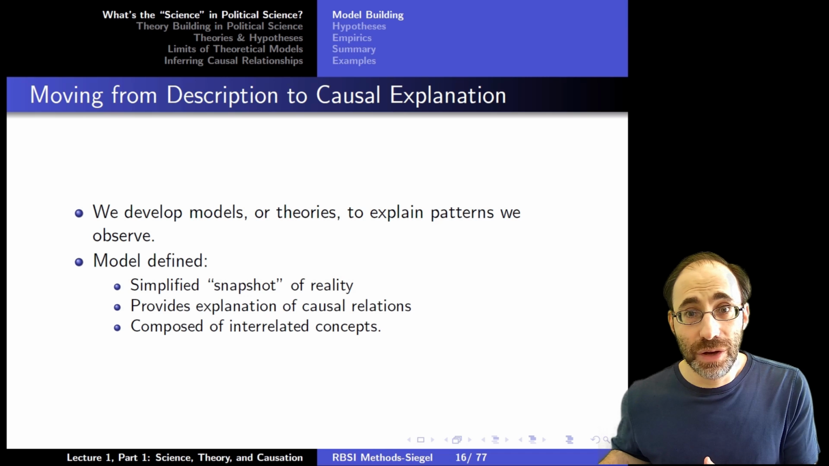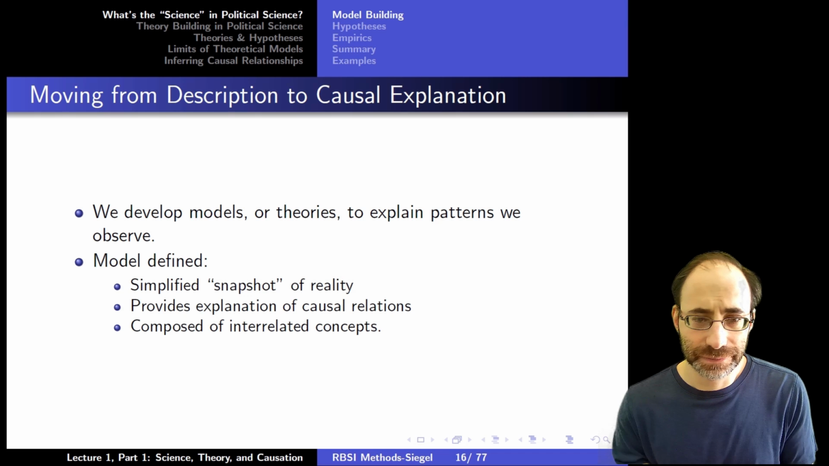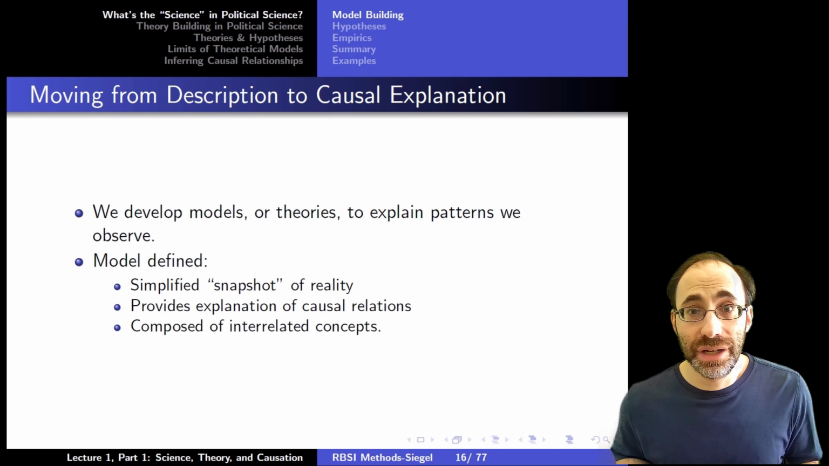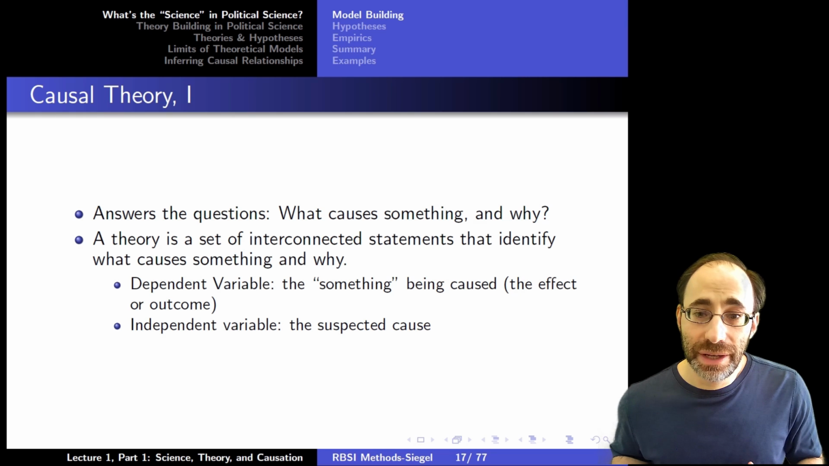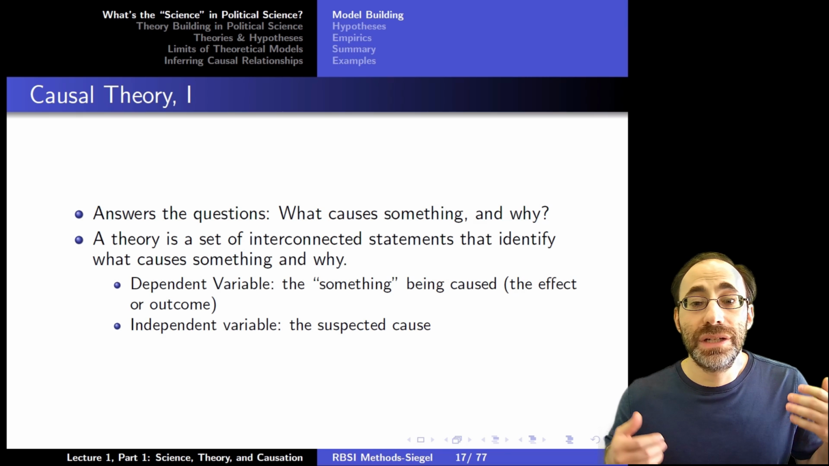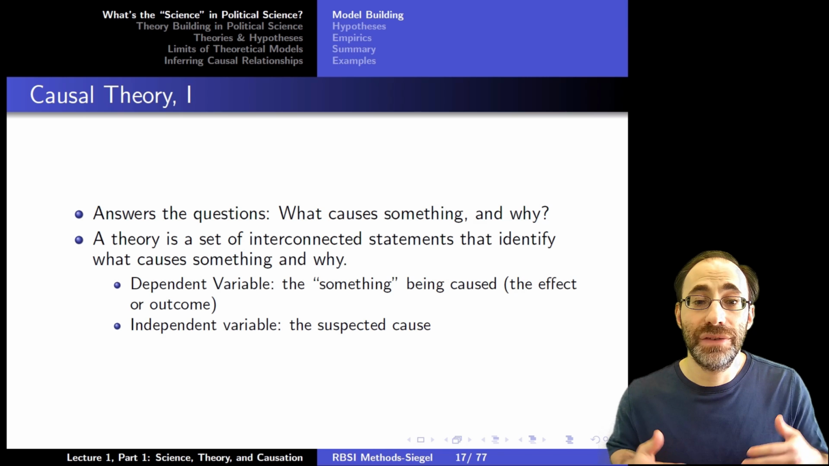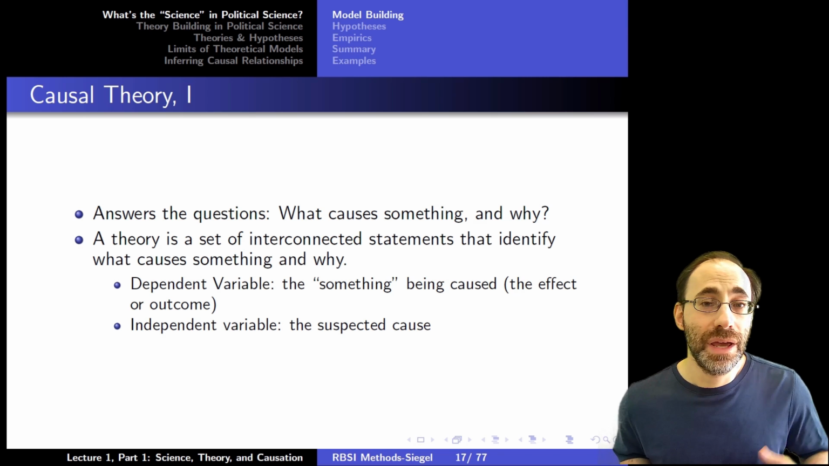We're going to be doing a lot more models as we go on, but here we just want to discuss what a model is and how it relates to theories. So the model is going to provide, as the theory does, an explanation of some causal relationships, and it's going to be composed of interrelated concepts. The theory here, which the model captures, asks the questions, what causes something and why? As I said, this theory is a series of interconnected statements that identify what causes something and why. How or why does A cause B?